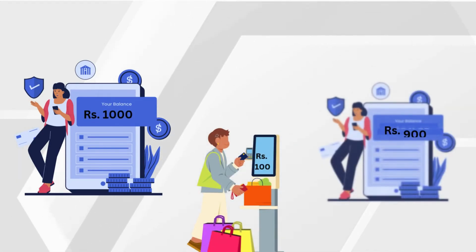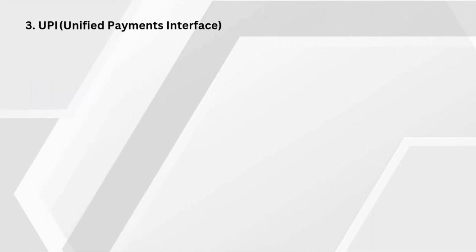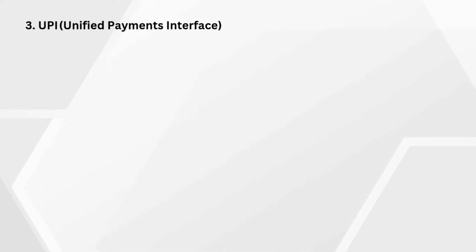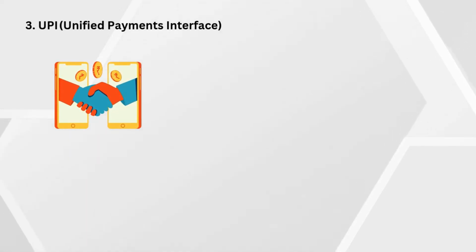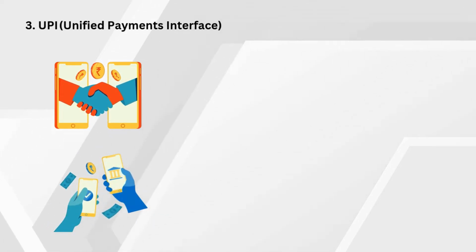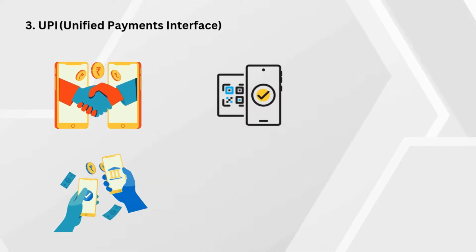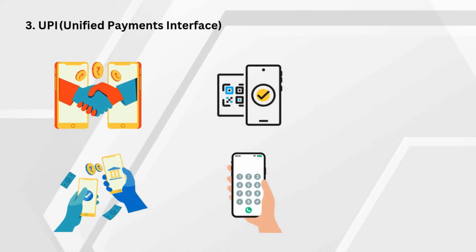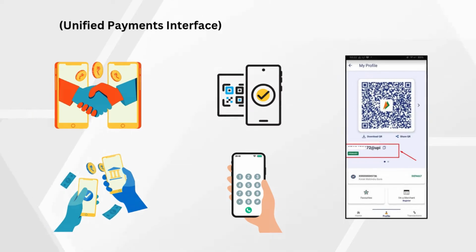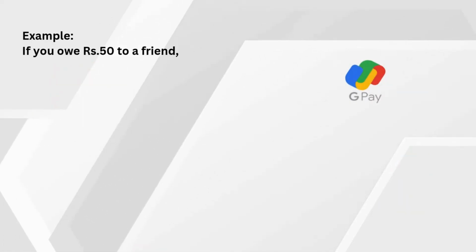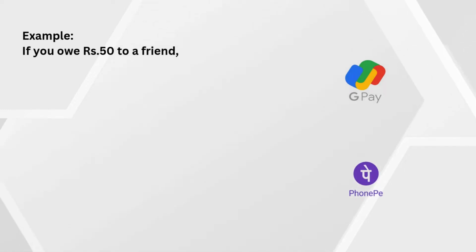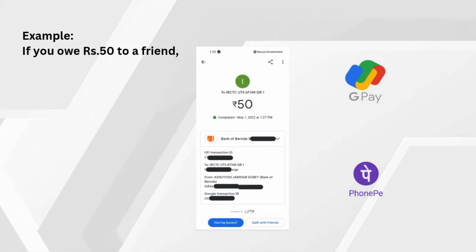balance becomes 900. The third method would be UPI, Unified Payments Interface. This is getting very popular in India. It's like a magic bridge that allows you to send or receive money from one bank account to another instantly using your phone. You don't need to carry cash or cards. You just scan a QR code or use the person's phone number or UPI ID. For example, if you owe somebody 50 rupees, you can open an app like GPay or PhonePe and send rupees 50 directly from your bank account to theirs.